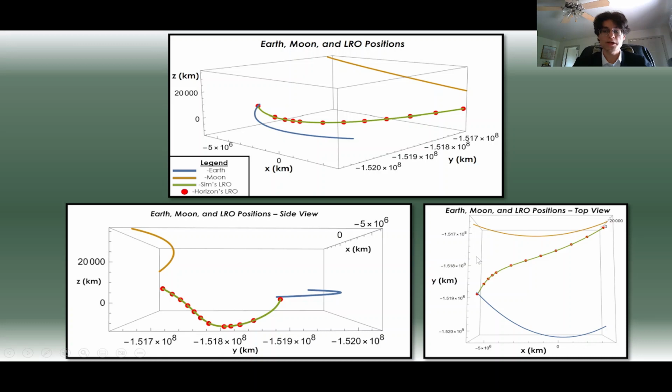Over here on the right, you can see a top view as well, and that's looking down from above. And you can see how close it gets to the moon in this perspective compared to the side view. You see there's a bit of distance height-wise, so that's allowing it to establish that orbit, but it's literally right under the moon, as you can see from this graph.